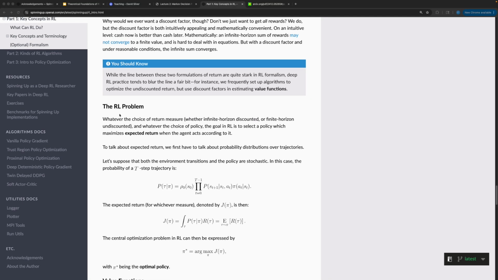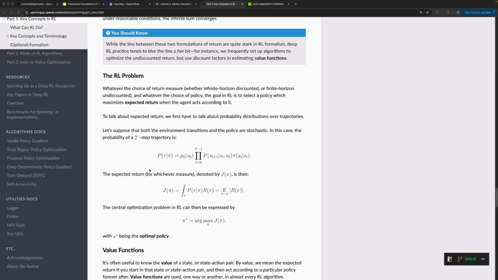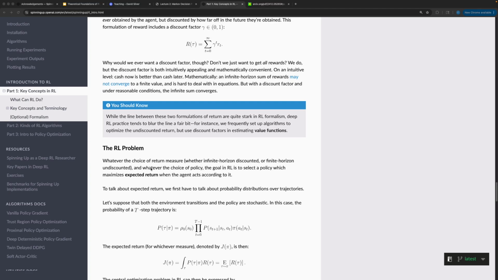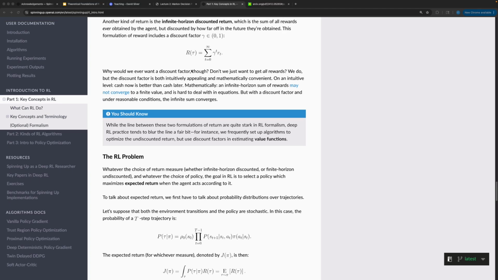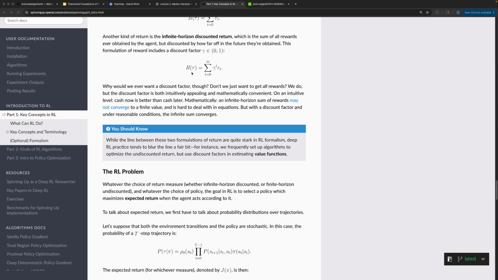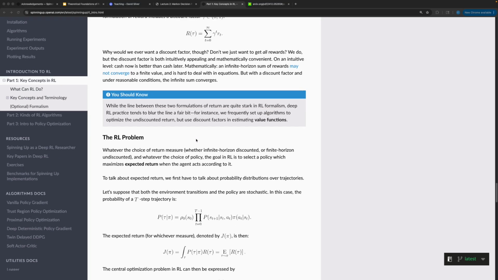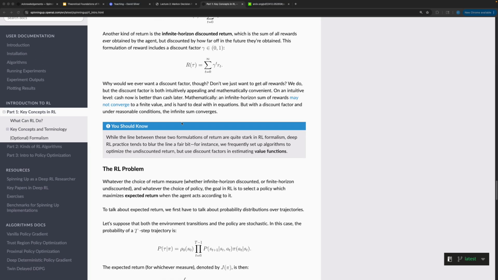So what exactly is the RL problem? In the RL problem, we basically want to find a policy which maximizes your total expected return. So if you sample trajectories by following your policy, you want to find that policy that maximizes your return.